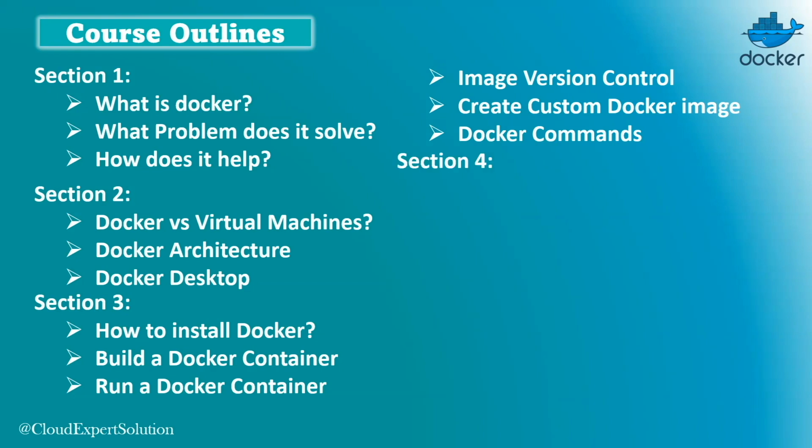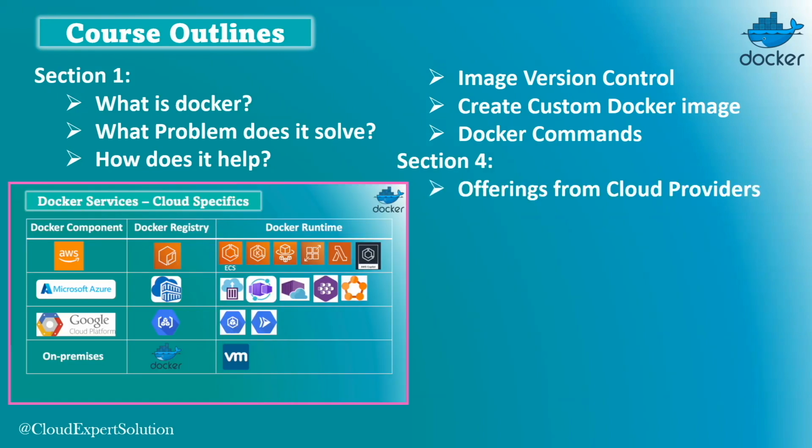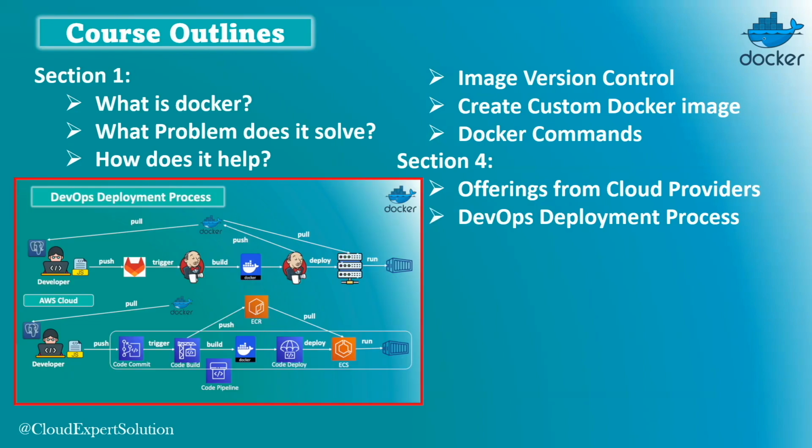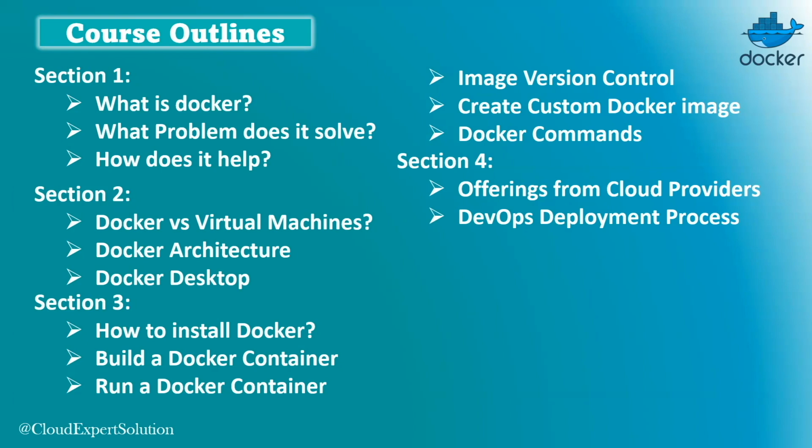After that, we'll move to section 4, where we'll discuss offerings from different cloud providers. No matter which location or which organization you belong to, your organization should be affiliated with one of the cloud hyperscalers like either AWS, Azure or GCP, and I will help you to familiarize yourself with all those services offered by the cloud providers. Then we will review the DevOps deployment process. This is another important aspect, that is, how Docker can help us in the development and the deployment process.